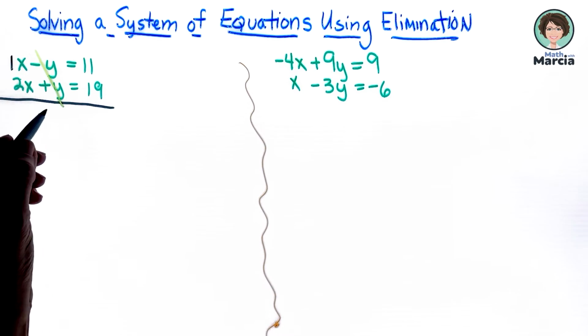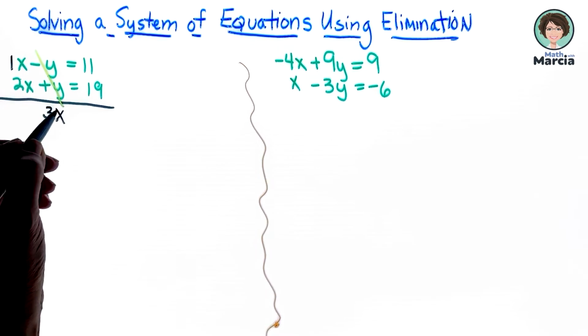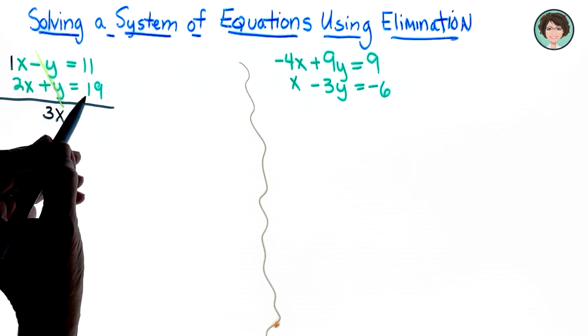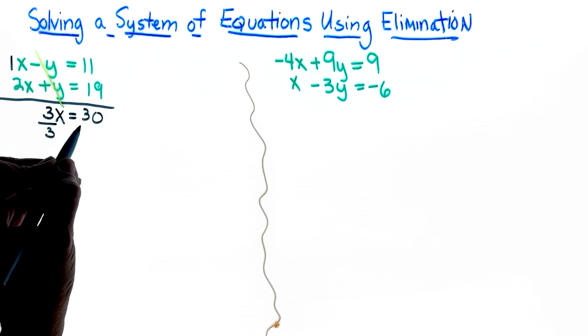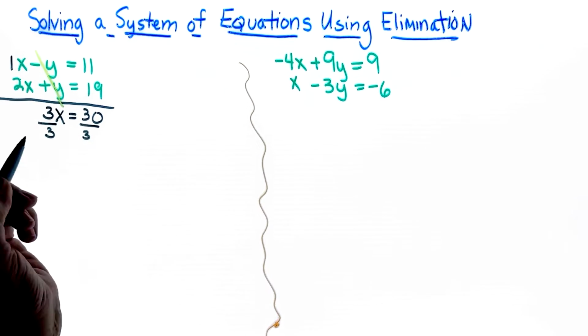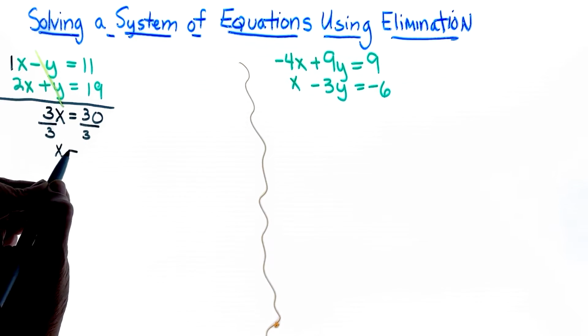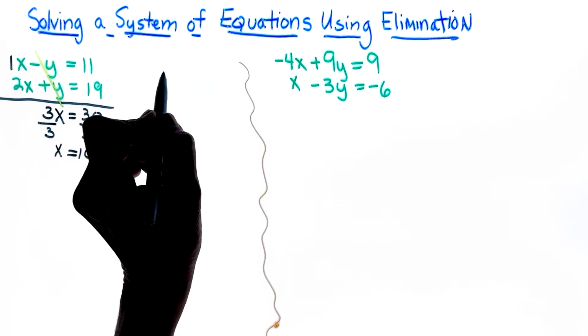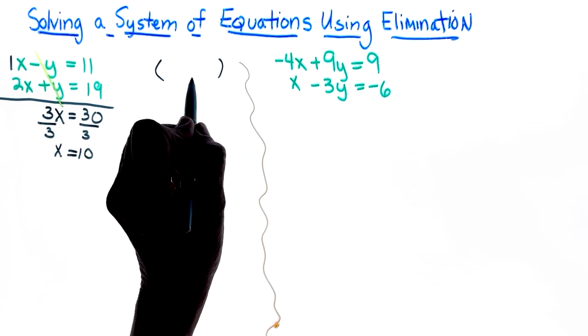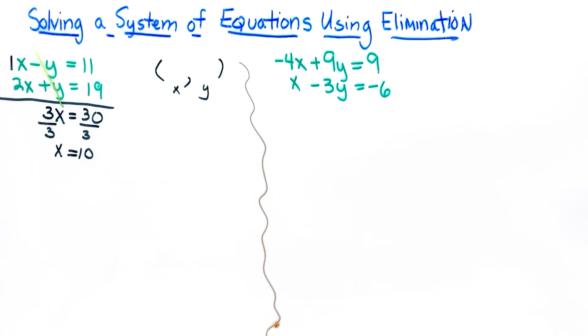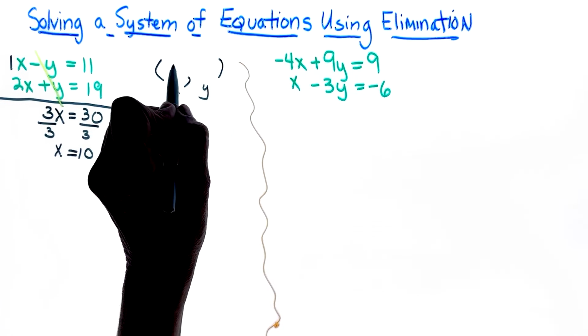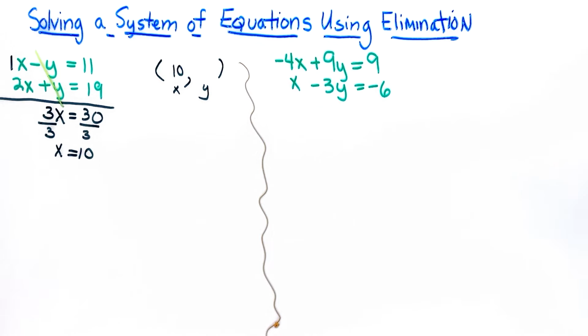So here I have a 3x is equal to 11 plus 19 is 30. And I'm going to divide both sides by 3. And so I get x is equal to 10. Well, when I have a system of equations, my answer is always going to be an ordered pair. So I am going to go ahead and just put my 10 in there. So I have half of my answer.